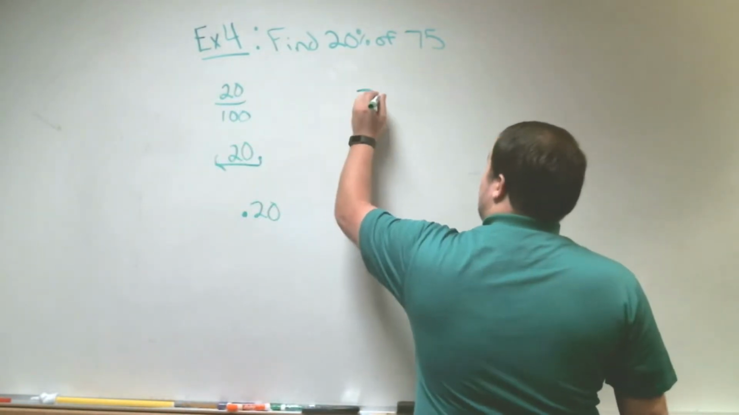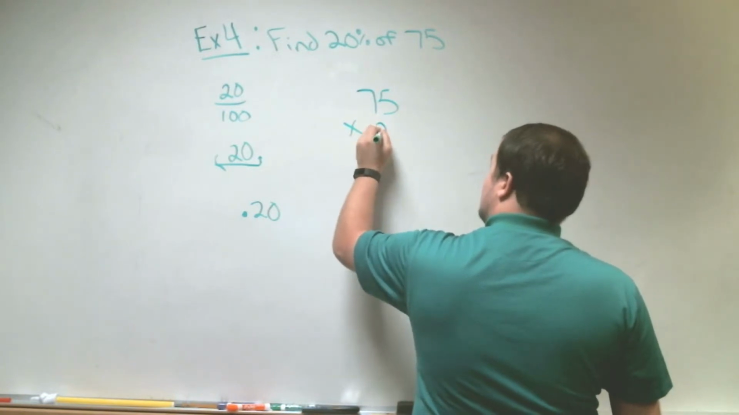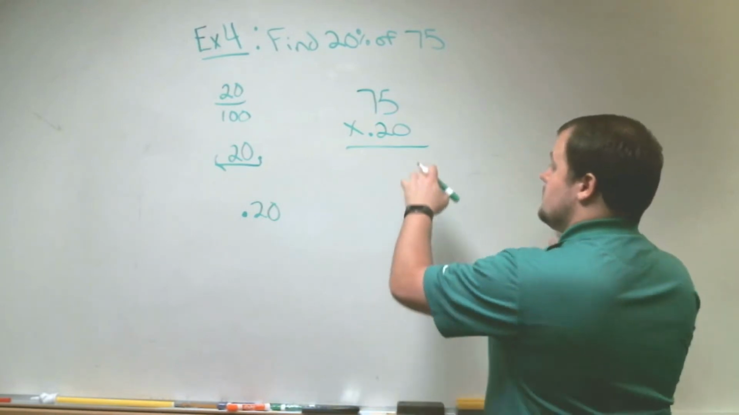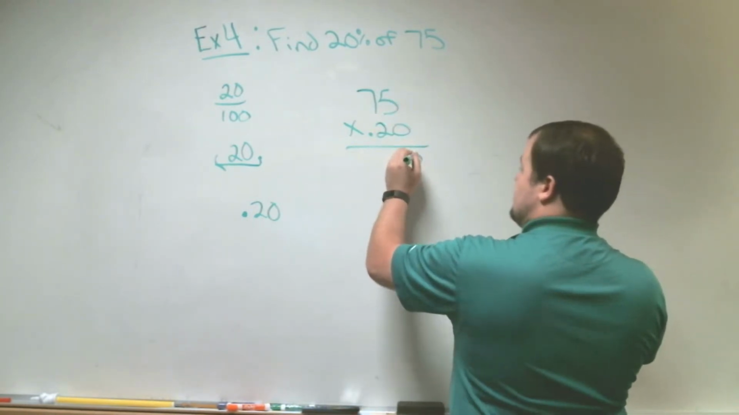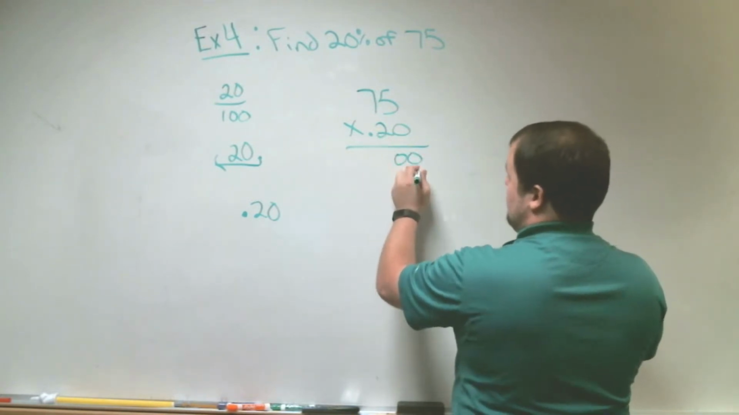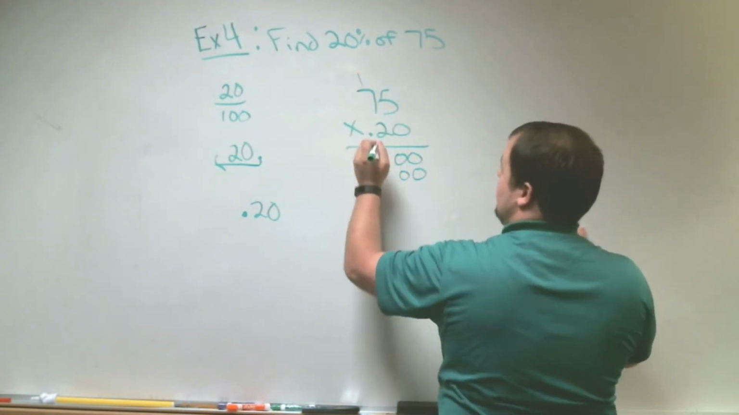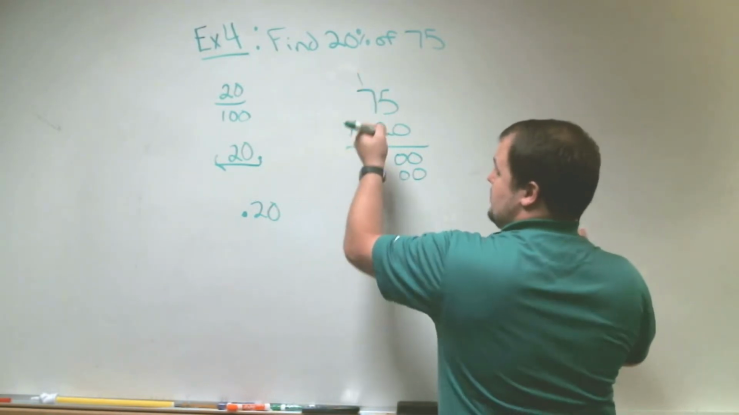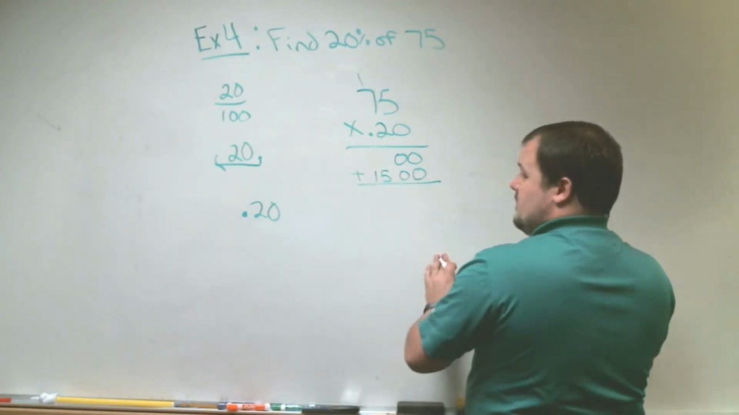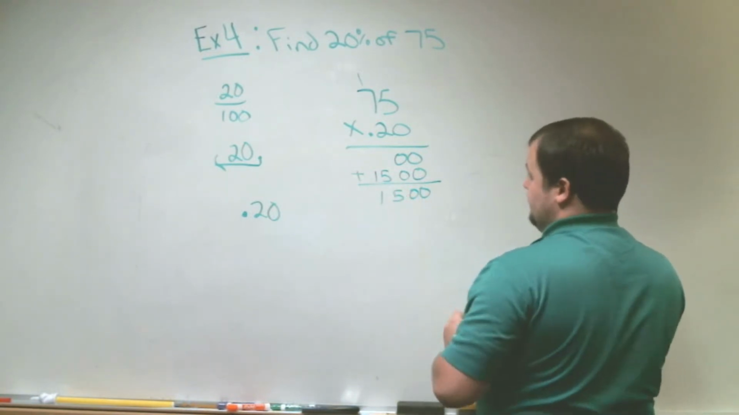So we have 75, and we're going to times it by 0.20. Well, you multiply it like normal. So 0 times 5, that's 0. 0 times 7, that's 0. Now, starting the next number, we're going to put a 0 here. 2 times 5, that's 10. Carry the 1. 2 times 7, that's 14. Add 1, that's 15. And you go ahead and add those. You get 0, 0, 5, 1.